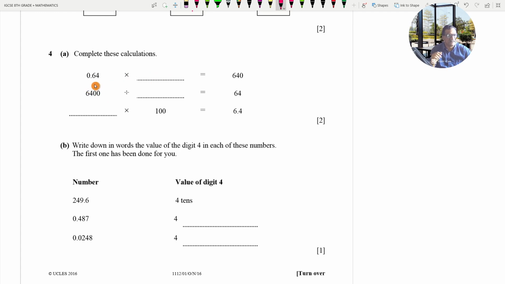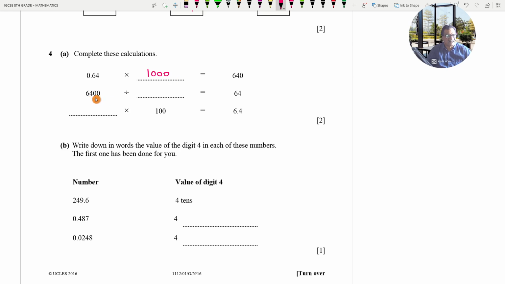That's simple. Now here, how many times will you multiply so that this 0.64 becomes 640? If you see this carefully, the decimal point has moved one place to 6, then two places to 4, and then one more place to 0. So if you multiply by 1000, then only this is going to happen. So the answer for this is 1000, right?